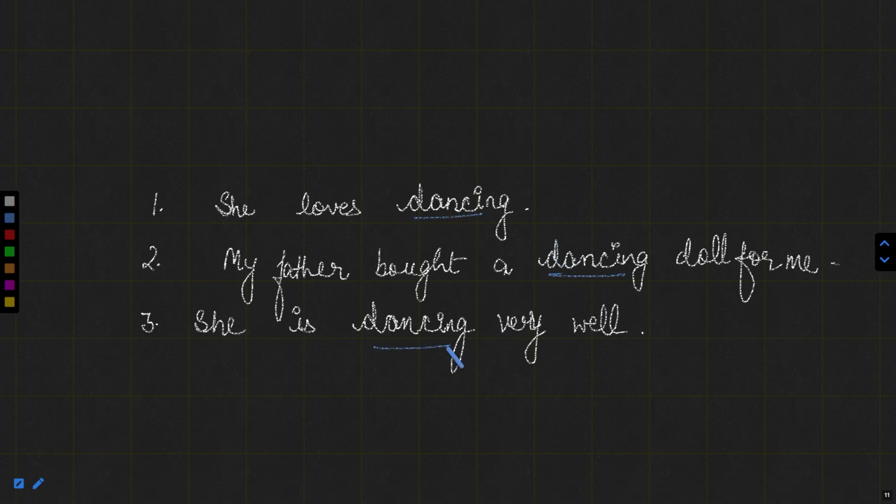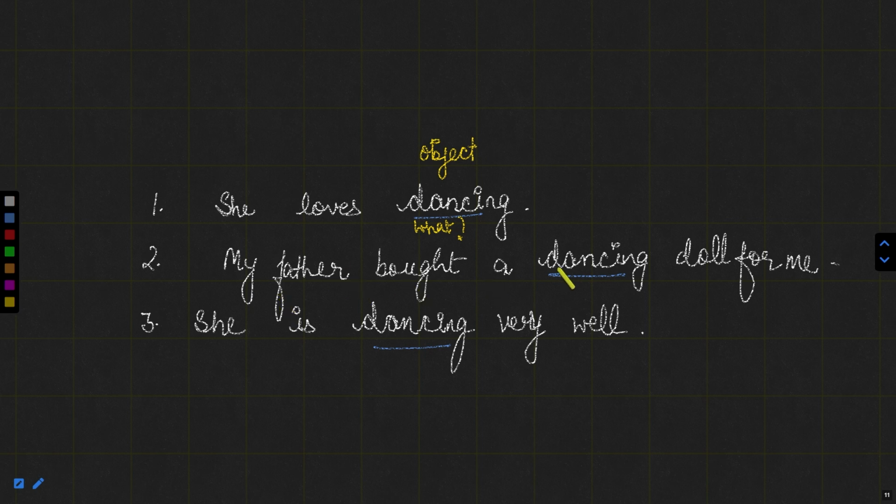Now, in the first sentence, if I say she loves, now, what? What does she love? So she loves dancing. What? Dancing. So it is replying to the question, what? And if anything replies to the question, what, it is of course an object. So this dancing is an object.